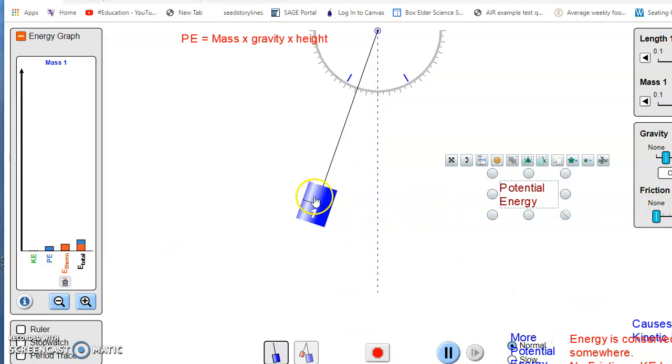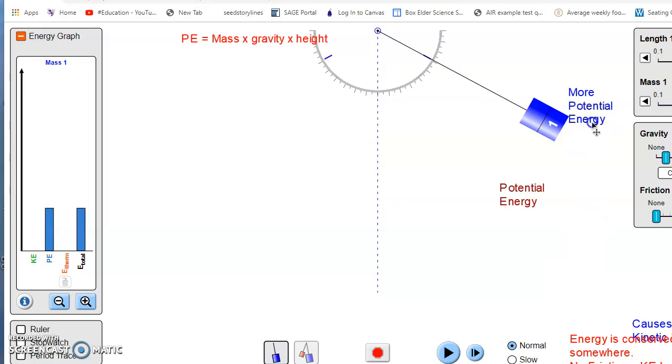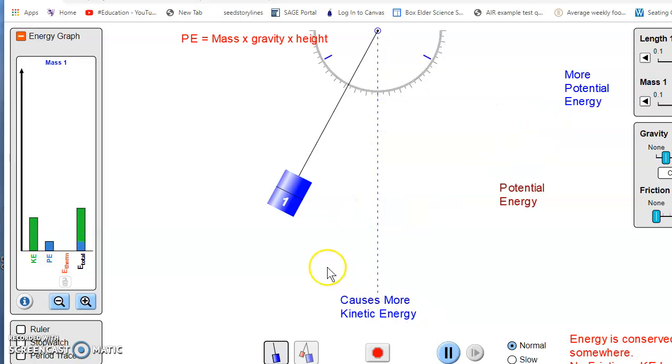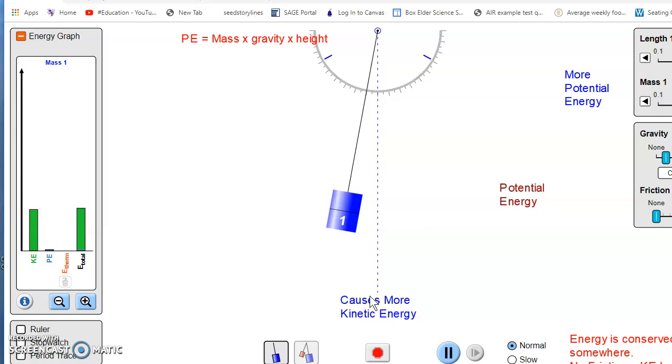So going back, let's say I'm going to pause this and we're going to make it go higher. Up here, would I have more or less potential? And the answer is I would have more potential energy. So this would be more potential energy. And we can assume that if you have more potential energy, it's going to cause more kinetic energy. So as we push play, more potential is causing more kinetic.